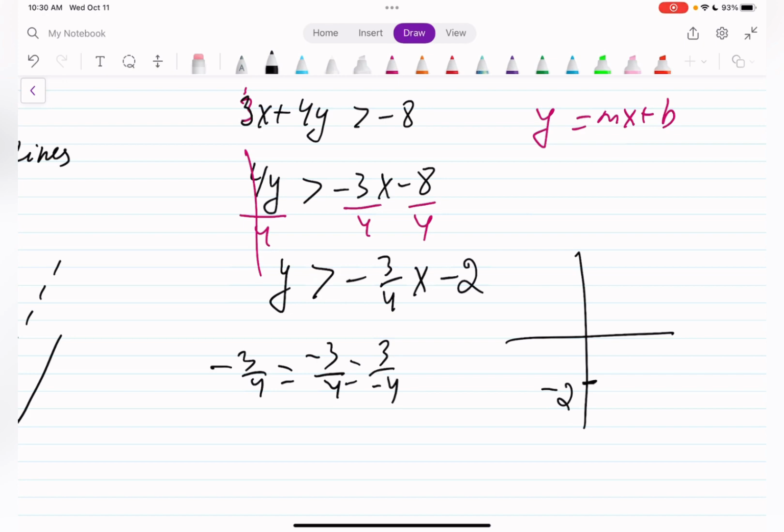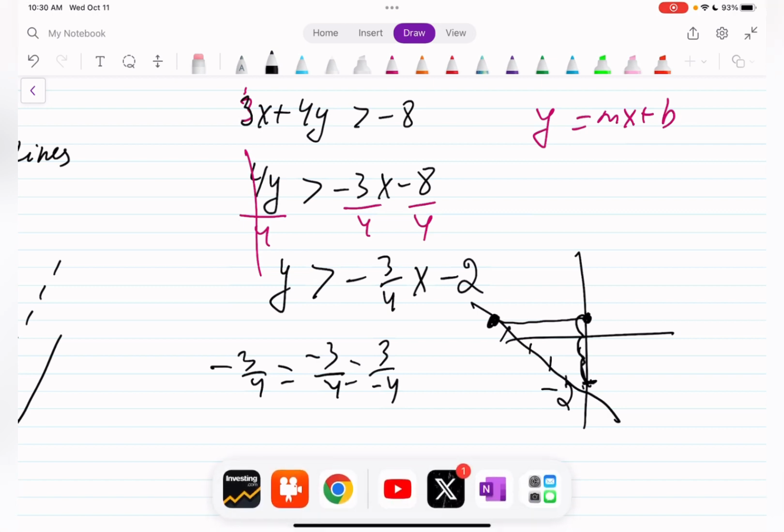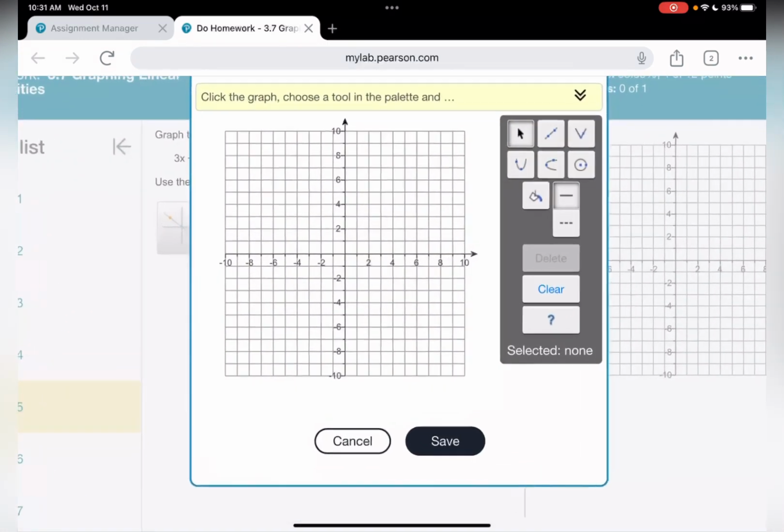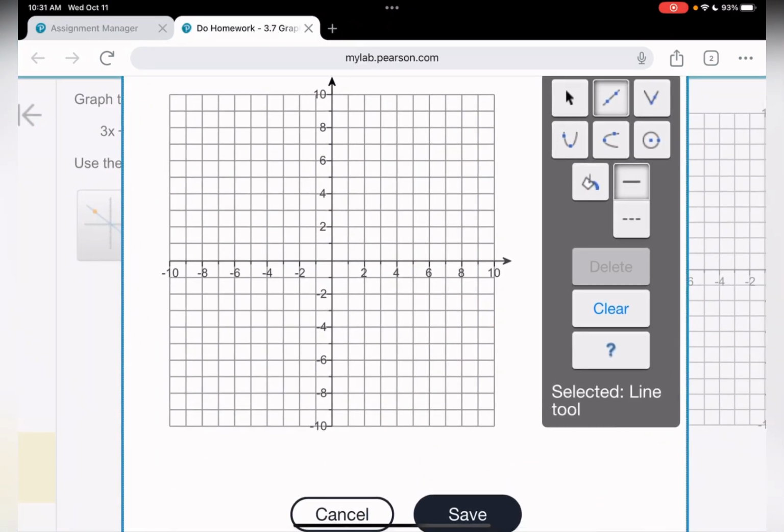I'm going to go plus 3 from negative 2: 1, 2, 3. It's going to be 1 here. Negative 2 plus 3 is positive 1. And negative 4. From here I'm going down 4. And here is going to be my second point. And it's going to be dashes, sorry. Okay. So negative 3/4 and negative 2. We start with negative 2. And it's going to be dashes.